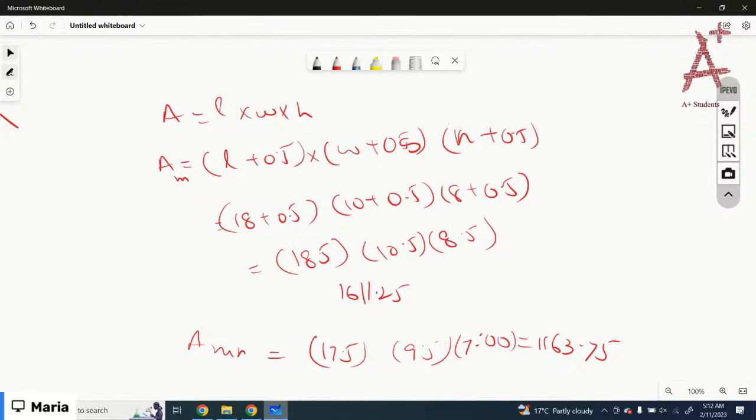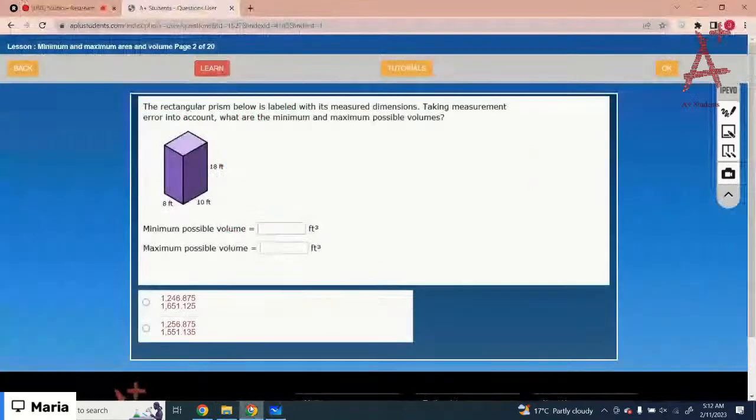That would be 1611.25. Option number one is the correct option. Got it? So just select the correct option, then click on the OK button. Okay, you can complete the test by yourself later today. Let me just move on to the next lesson.